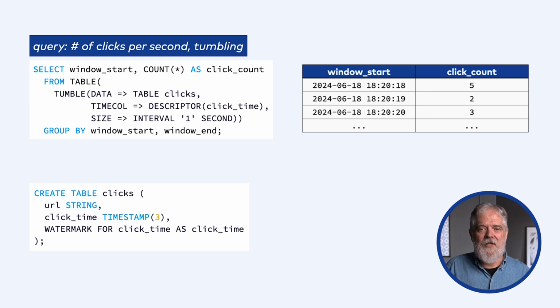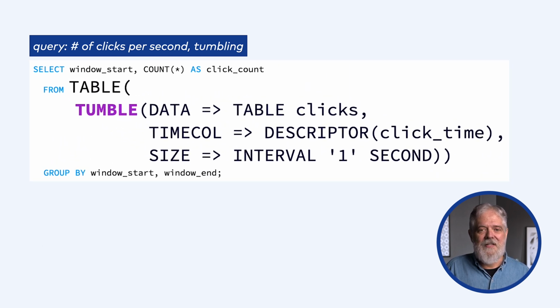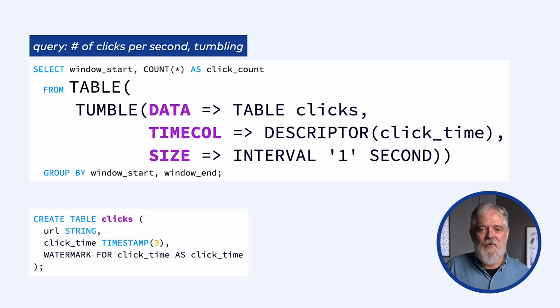This query is doing a grouped aggregation over a table produced by this tumble function. Tumble is a table-valued function, meaning it's a function that returns a table. This tumble function takes three parameters. They're named data, time col, and size. The data parameter is where we specify which table is going to have windowing applied to it. The time column is where we specify the time attribute of the clicks table.